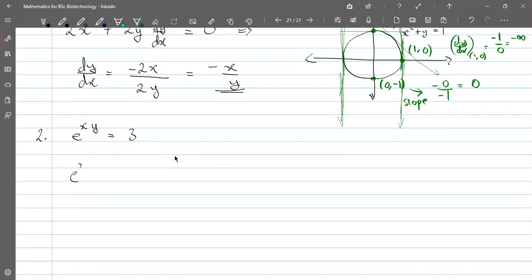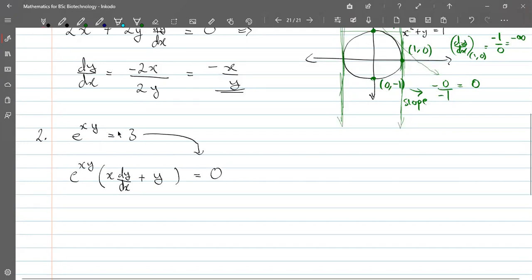So you get e to the xy times derivative of xy. What is derivative of xy? Product rule. It is the uv rule where u is x and v is y, say. So x times derivative of y, that is only dy by dx because that's unknown, plus y times derivative of x, that is 1. And on the right side, differentiation of this is 0. Remember, it's differentiation. It does not remain 3, but differentiating it, you get 0.